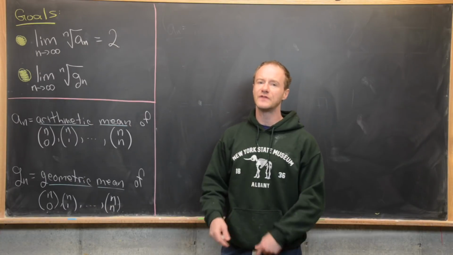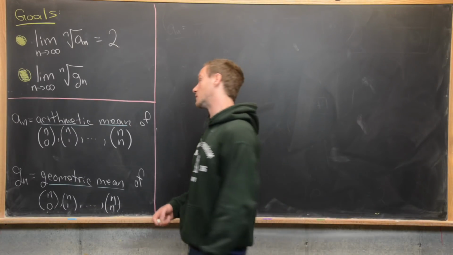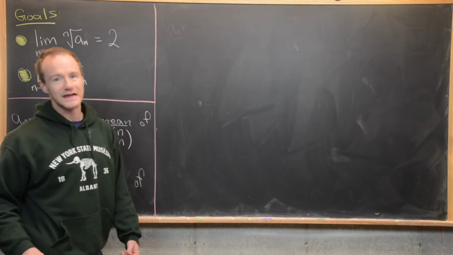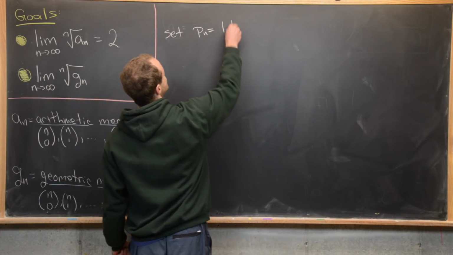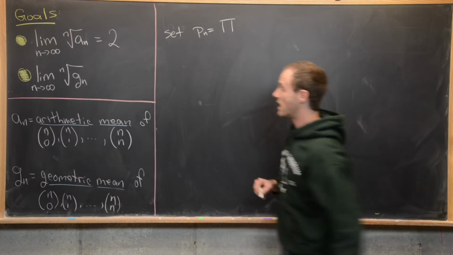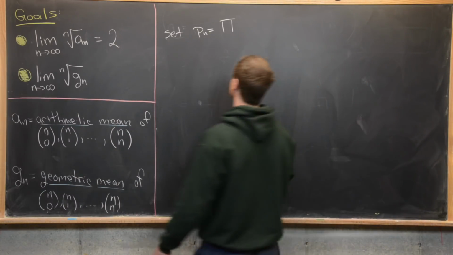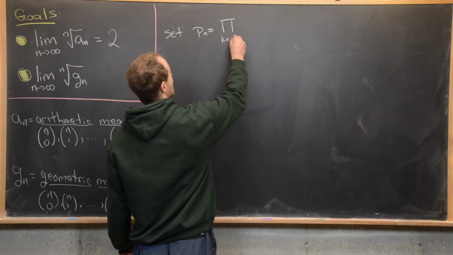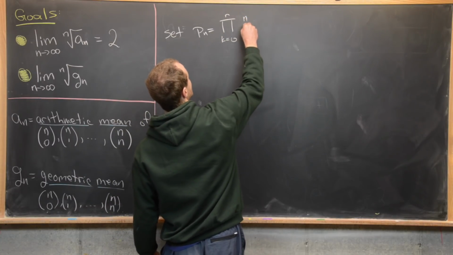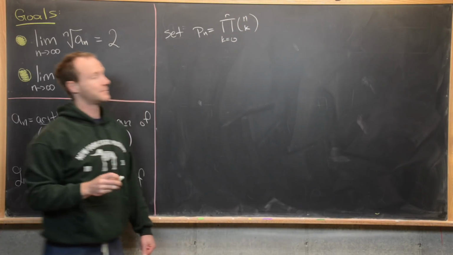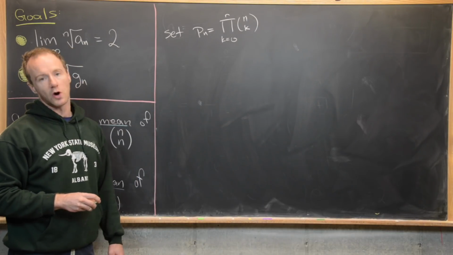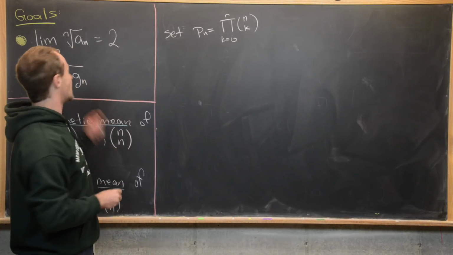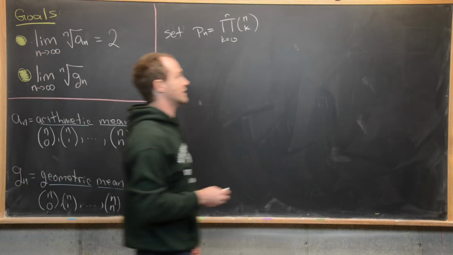So in order to do this, I'm going to introduce a new sequence, and I'll call that sequence p sub n. So let's maybe set p sub n equal to the product of these binomial coefficients. So in other words, it's the product as k goes from 0 to n of n choose k. You might say, well, why do I want to do that? Well, it'll be useful to work with this instead of g sub n for much of our calculation.